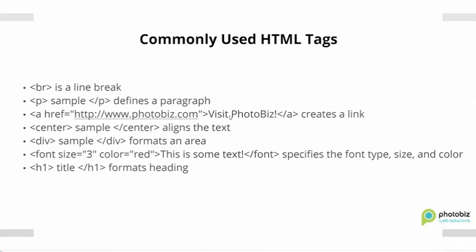What you're doing with the anchor is dictating what you're referencing, which is the URL, and then what you want to show up as the action item or the link, which in this case is visit PhotoBiz. Again, like all the other tags, you're going to have an anchor, and then of course a close tag, and anything within those two parameters is going to appear. So basically what appears to the client or customer is visit PhotoBiz, not the actual code.